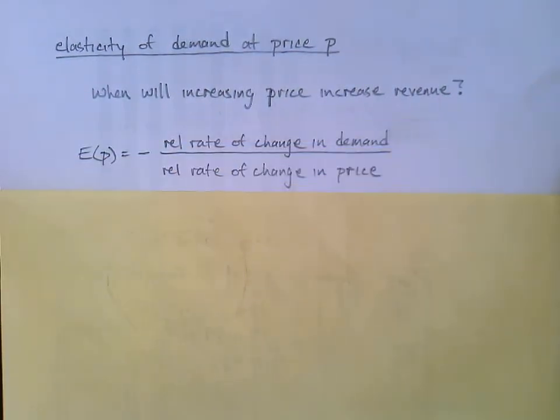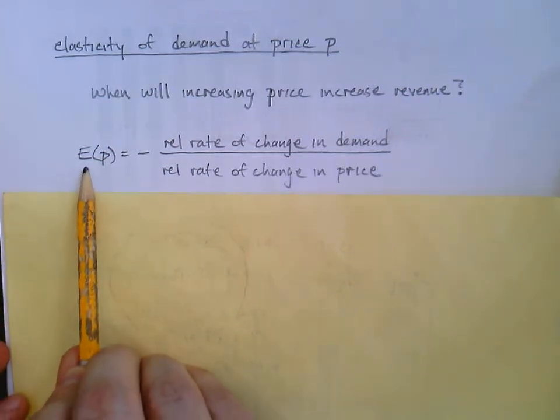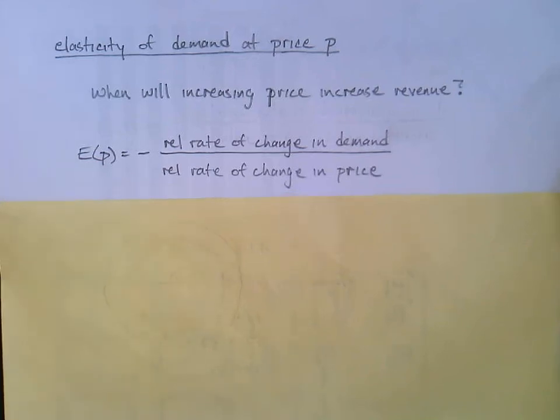Here's what we can do. We can define elasticity of demand at price P. We're going to call it capital E of P, the elasticity at price P. And here's the formula for it, I should say. It's negative the relative rate of change in demand divided by the relative rate of change in price. So we've got two relative rates of change, one for demand, one for price, and we can set up that ratio like so, and then don't forget the negative goes out front.